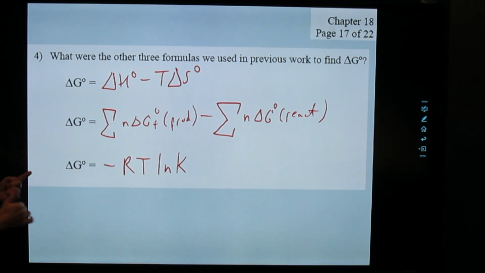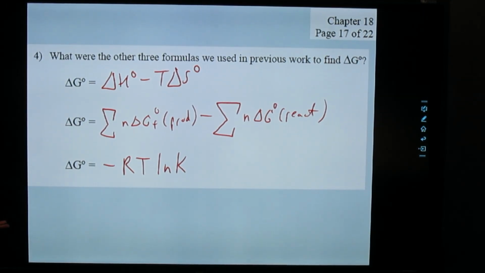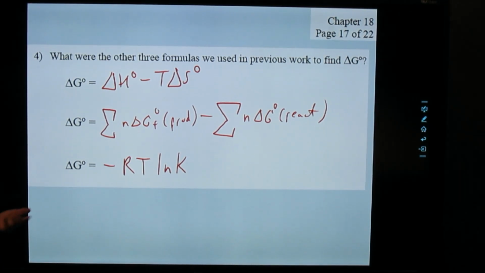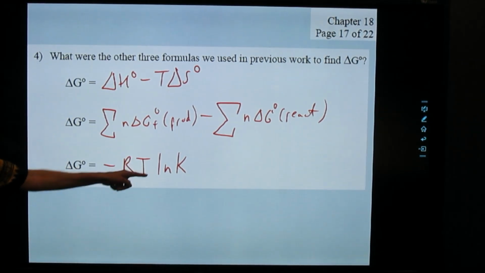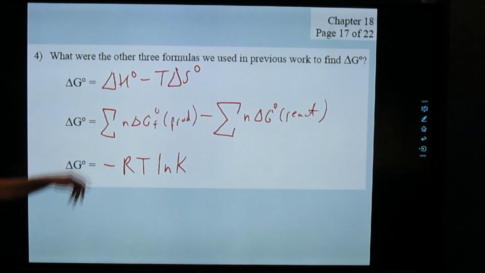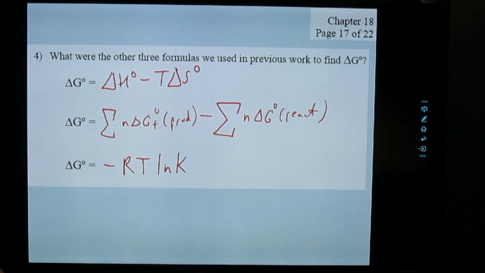And what we're going to do in our next practice problem is we're going to compare 2 methods, and you'll see they have to come out to be the same, because no matter what you calculate delta G naught by, if you're doing it for the same reaction, no matter if you have a K value or you have H and S, it must come out the same, because delta G is delta G.